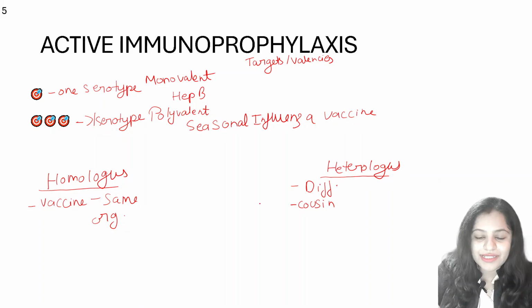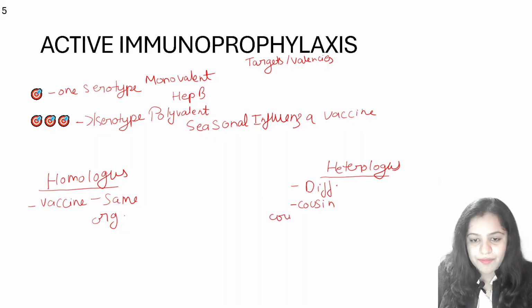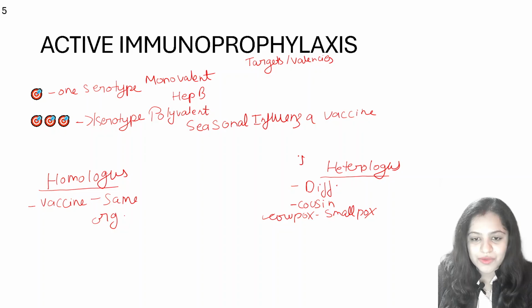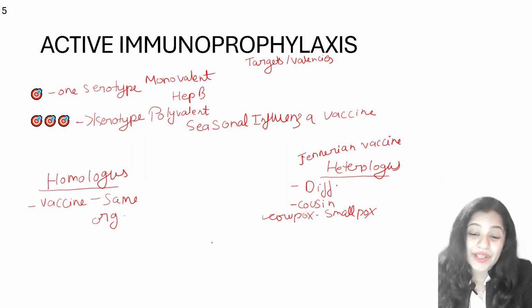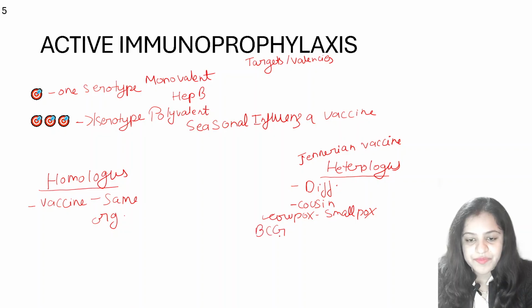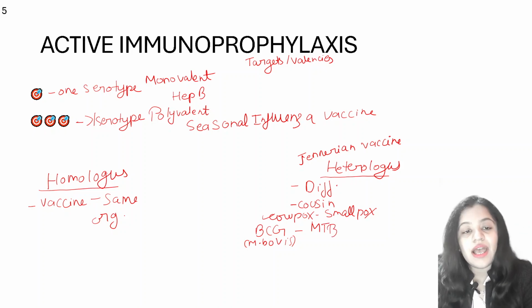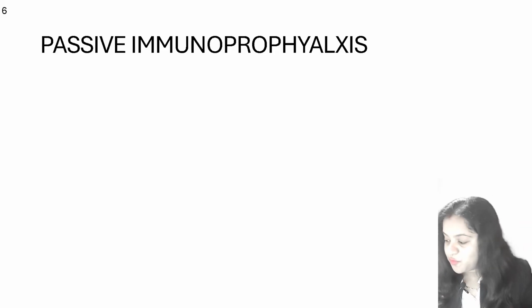A very good example is like the one we saw, cowpox used to treat smallpox. Now this idea was first used by Edward Jenner. So this is also known as Jennerian vaccine. Okay. Now another very good example of this is your BCG, which uses Mycobacterium bovis for MTB. Clear?